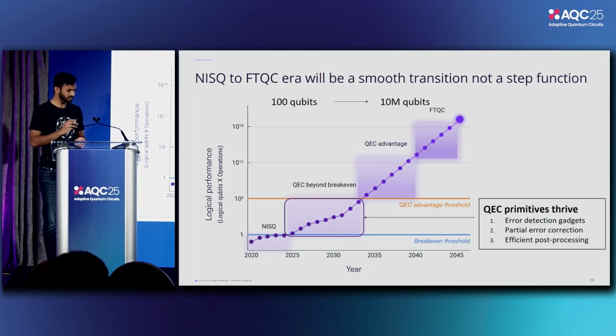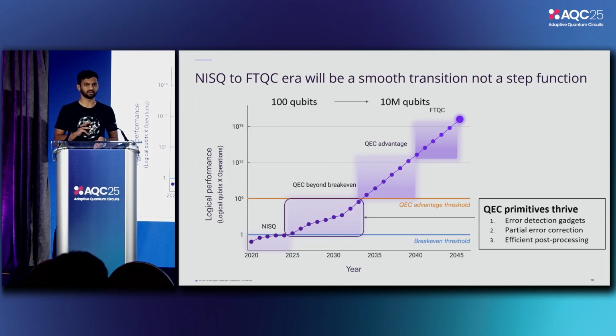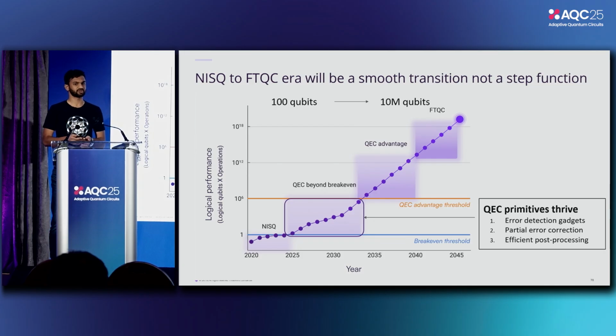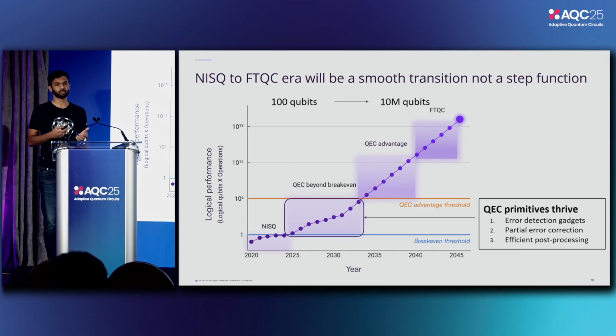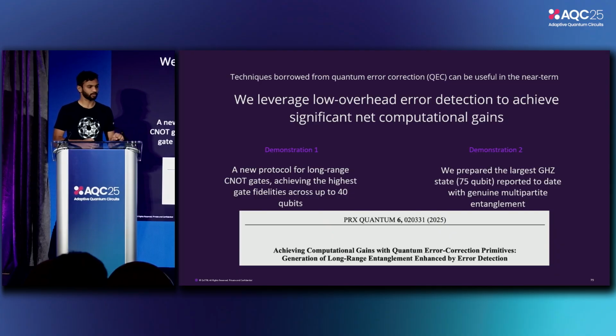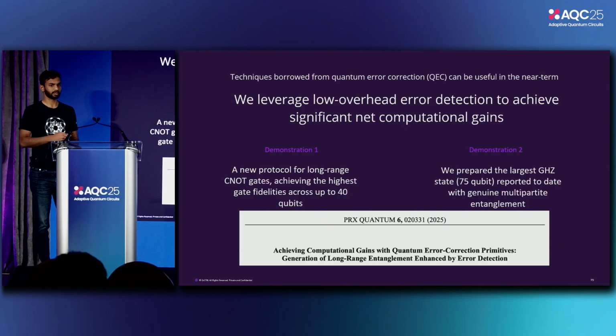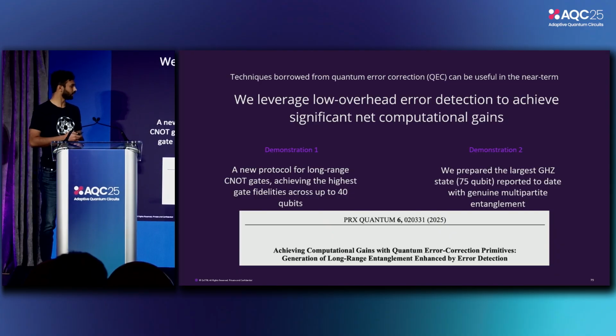One of the things that is important in all this is that we also need efficient post-processing. So let's say you get this data. It's almost like applying QEC primitive concepts from decoding into this context to see what we can do to do better. Most of my talk will be around a paper that we put out earlier this year.